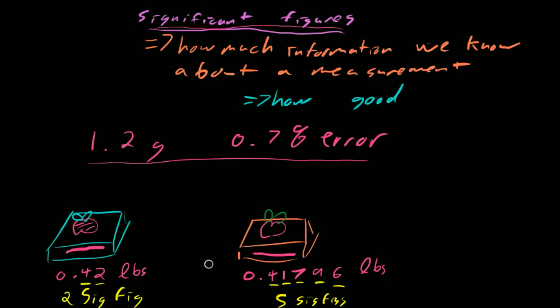So the important thing to come away with is that because we had more digits in our readout, this 0.41796 measurement is a better estimation of how much the apple actually weighs than this 0.42 estimation is. The measurement we got with our orange scale tells us more information than the measurement we got with our blue scale.